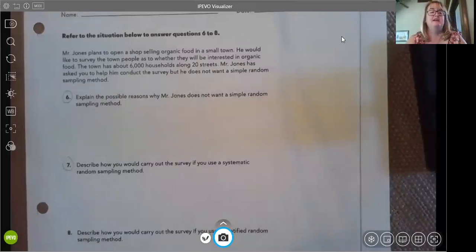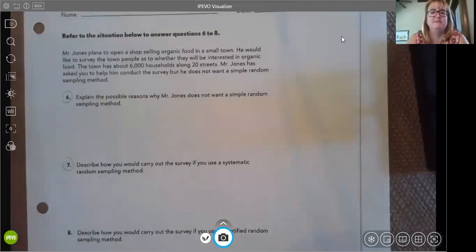Number 6, explain the possible reasons why Mr. Jones does not want a simple random sampling method. Well, why would we divide them into groups? Or why would we pick every 10th household? Why would we take that step rather than just randomly pick?